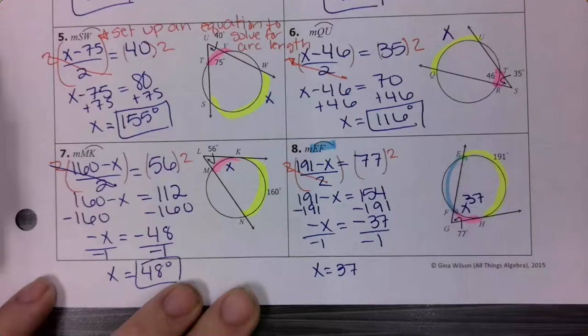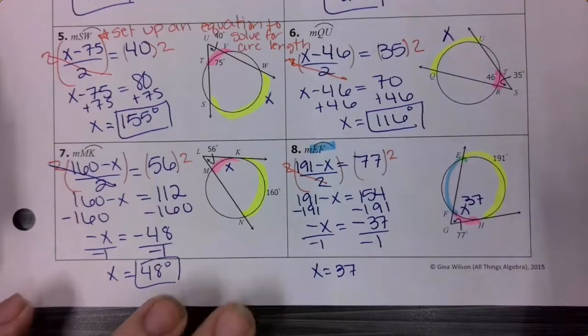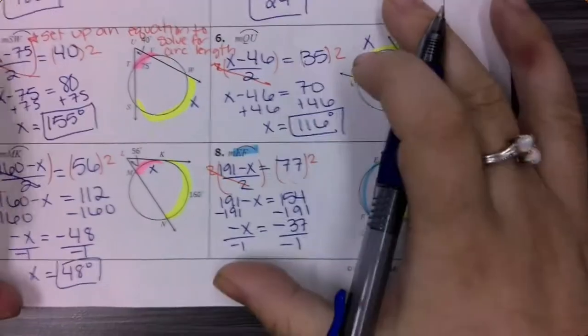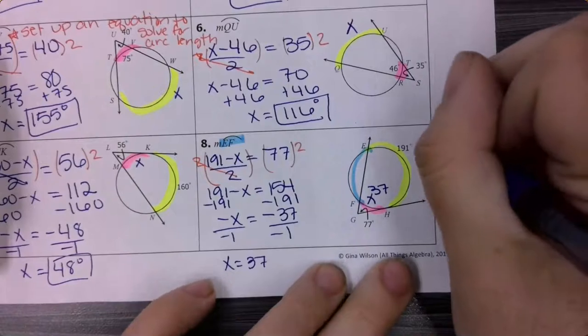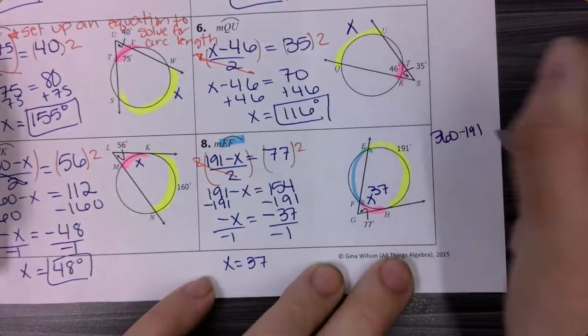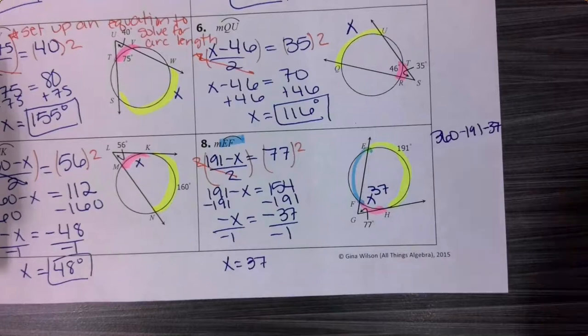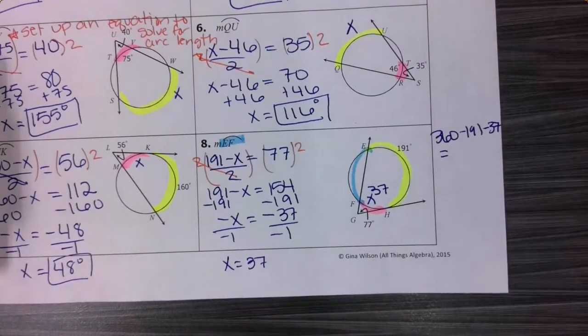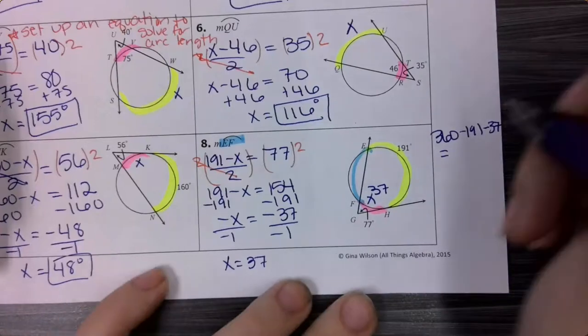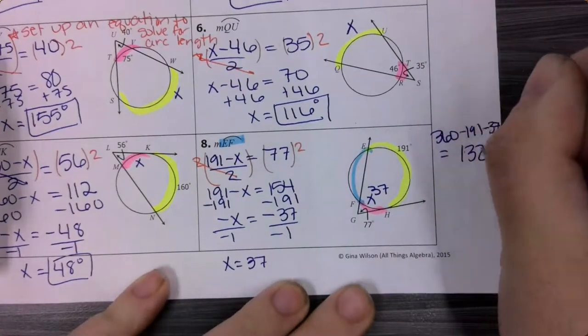Remember, I'm still solving for this blue angle right here. So what I want to do is take 360, subtract 191 and 37. So what do I get when I subtract those? 132. So this is my final answer.